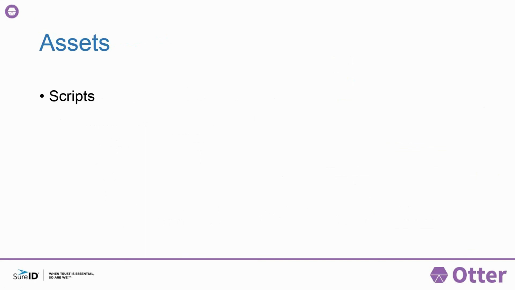Assets. So assets are a key component of Otter. They allow you to customize Otter. You have scripts, which are PowerShell scripts and Bash scripts. We use a lot of custom PowerShell script assets. We have quite a large library of those.